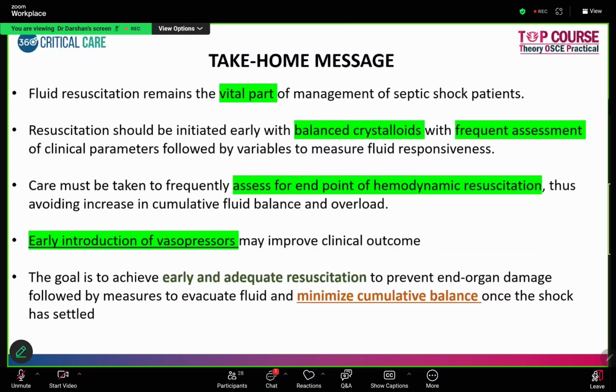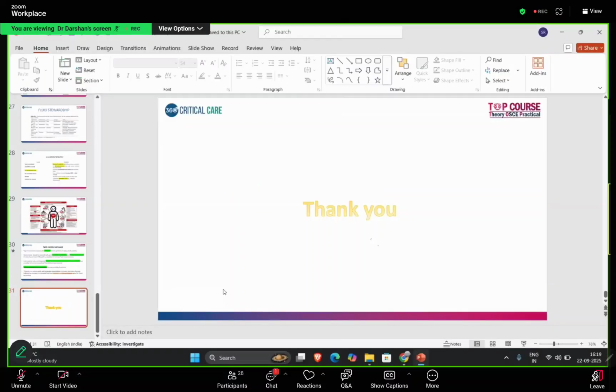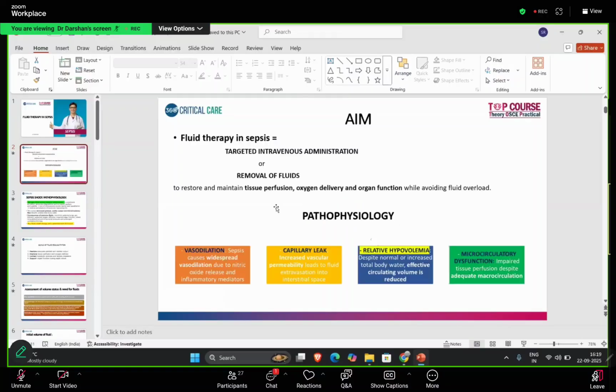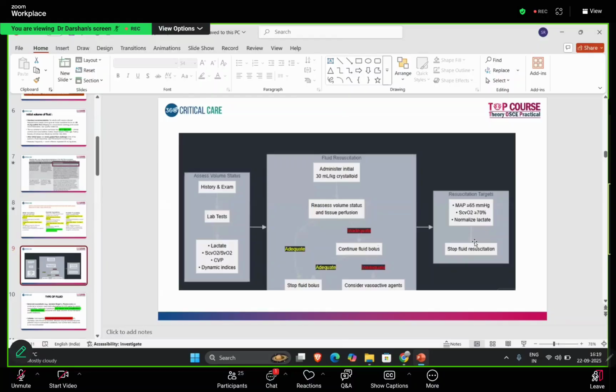So treat it as a drug. That is the most important take home point. Thank you. I know it was quite an extensive talk, but what I want you to remember here is, first, write about the aim. Then talk about the pathophysiology and the goals. Then assessment, you can write this: history, examination, and lab tests, and what the targets are. Initially, if you resuscitate and the patient gets these targets, you can stop the fluids. If it is inadequate, you might have to start vasopressors.